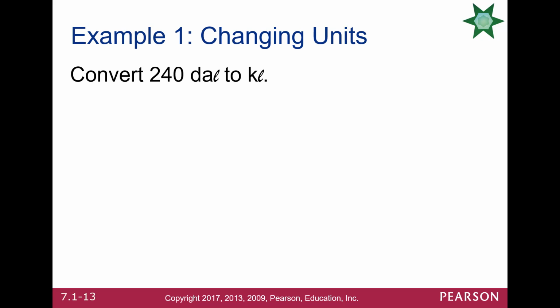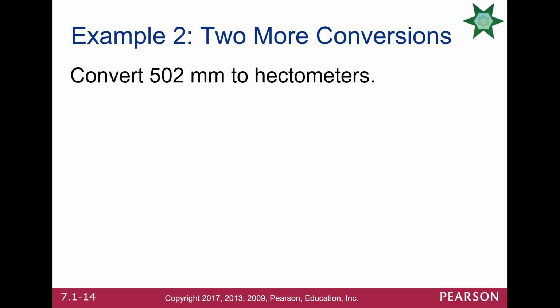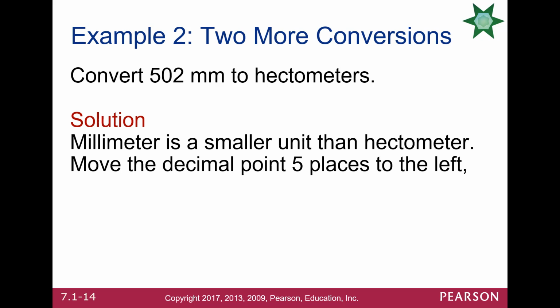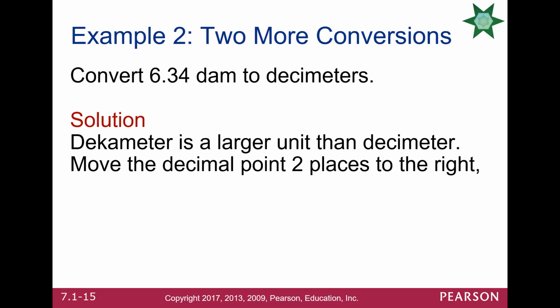980. Decaliters to kiloliters, 2 to the left. Millimeters to hectometers, that's 5 to the left. Remember, you may need to fill in with some zeros. It's always helpful to leave the 0 in the front, or what we call the leading 0, just for clarification. Decameters to decimeters, 2 places to the right.